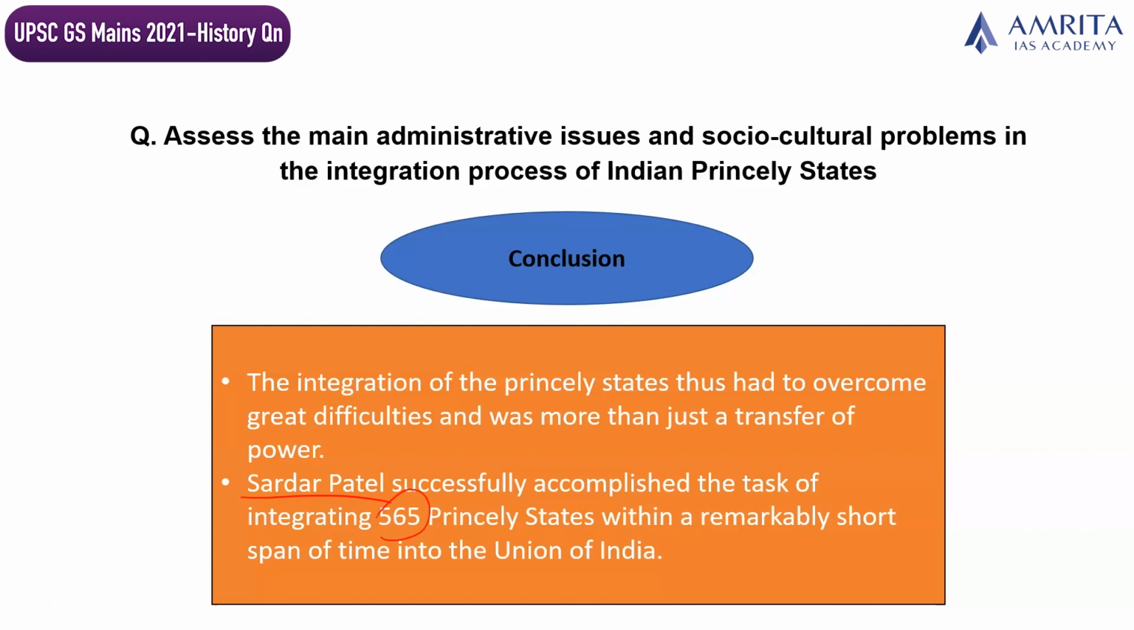integrated more than 565 princely states within a year into the Union of India, and that is why he is praised even till today. And the Statue of Unity, which is the tallest statue in our country, has been dedicated to his contribution towards the integration of princely states. So with this, you can complete your answer, giving a neutral or positive conclusion after highlighting all the difficulties that were faced by the politicians in our country with respect to the integration process.